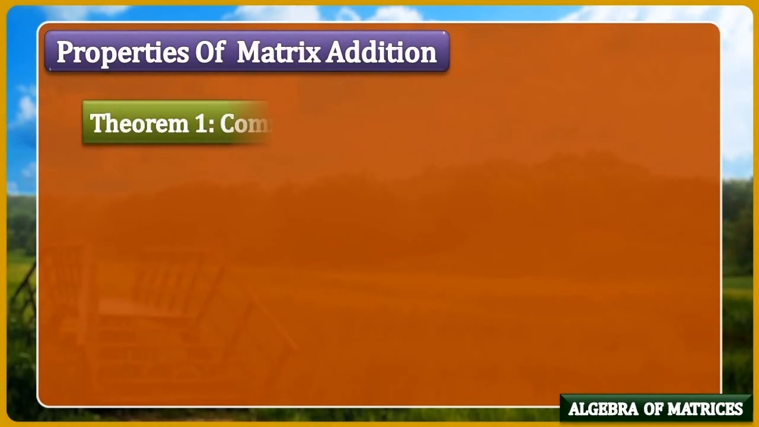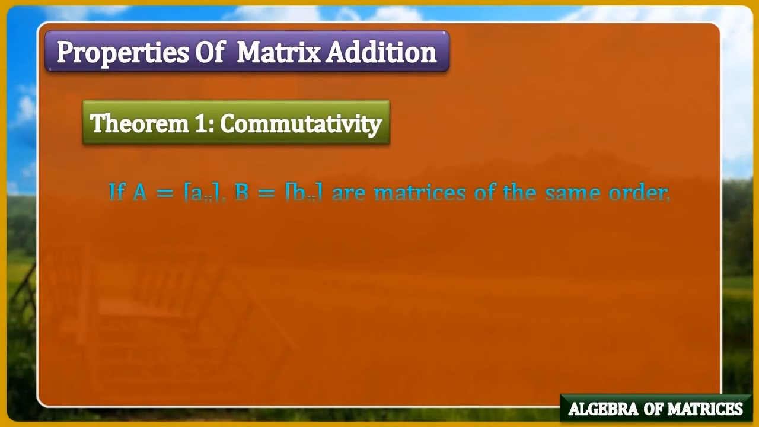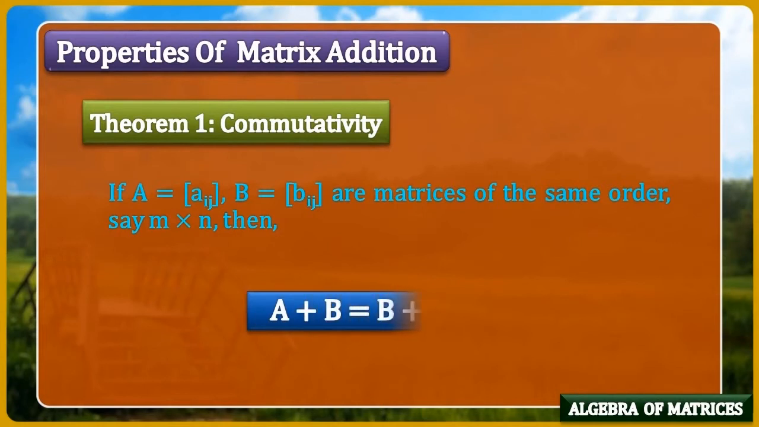Properties of matrix addition. Commutativity theorem. This theorem states that if the matrix A equal to [a_ij] and the matrix B equal to [b_ij] are matrices of the same order, say m by n, then A plus B is equal to B plus A.